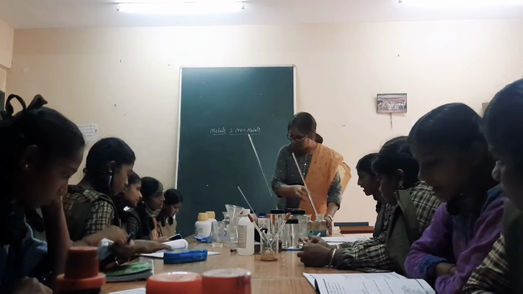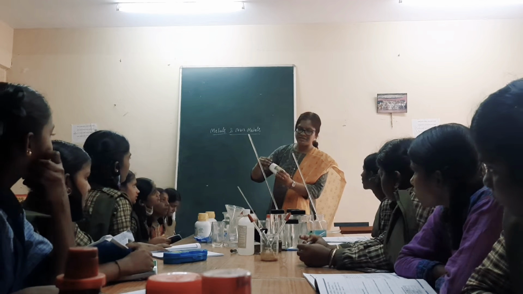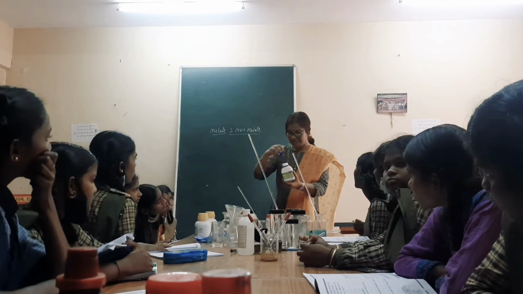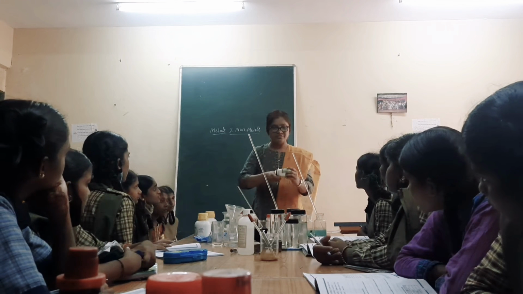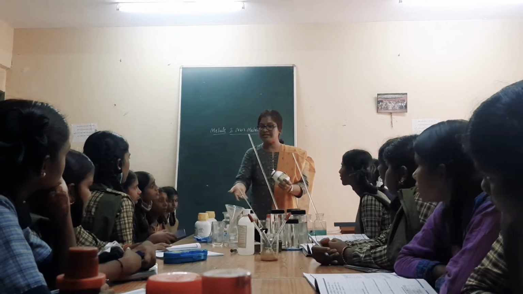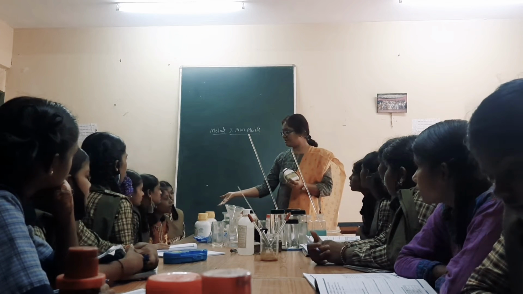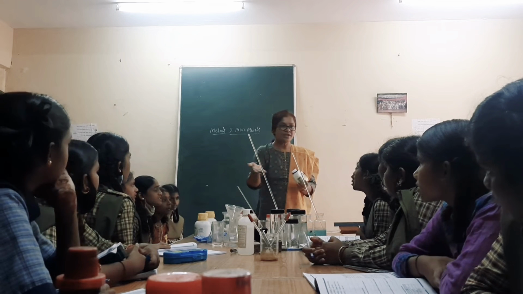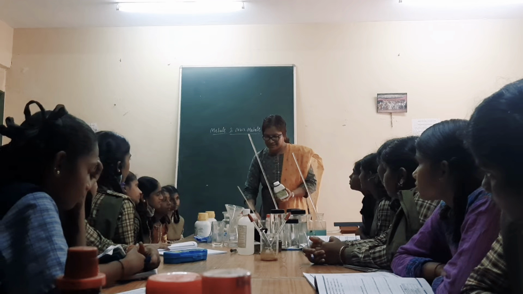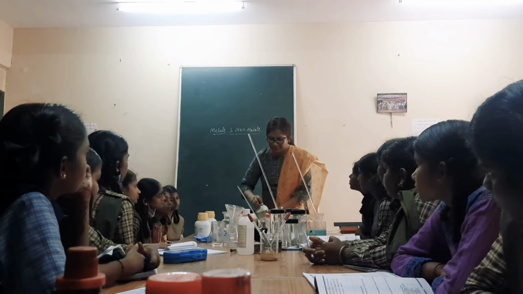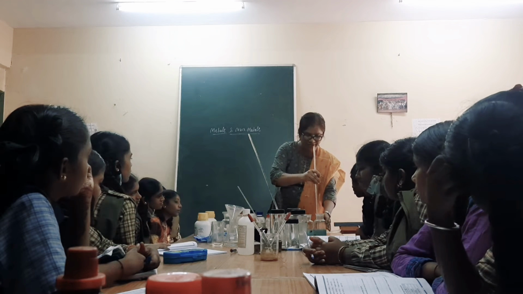What is the color of zinc metal? Silver. Yes, it is silver color. When you drop this zinc metal in copper sulfate, what could be the result? Okay. See.